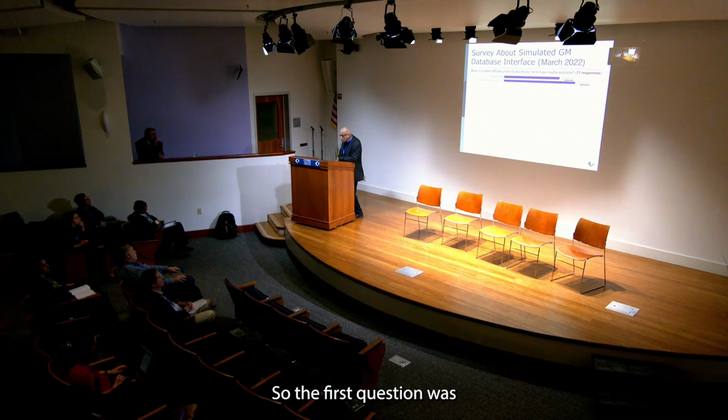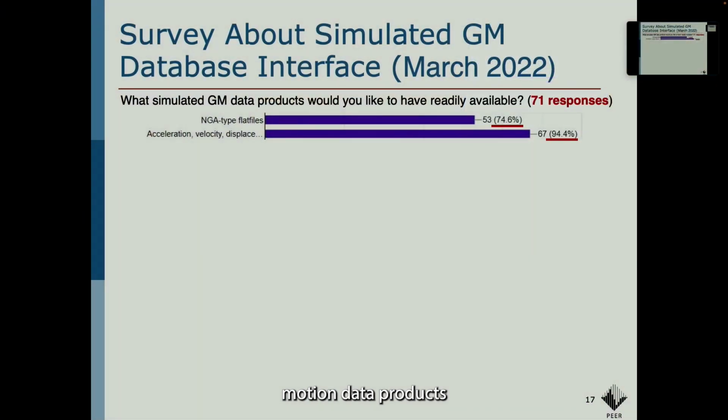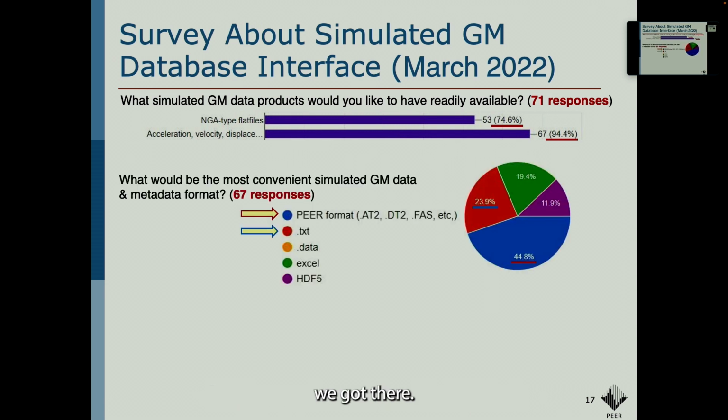So the first question was, what simulated ground motion data products would you like to have readily available? And we got 71 responses for these two items. People wanted to see acceleration, velocity, and displacement. They want to see NGA-type flat files. And that was the majority of the feedback we got there.